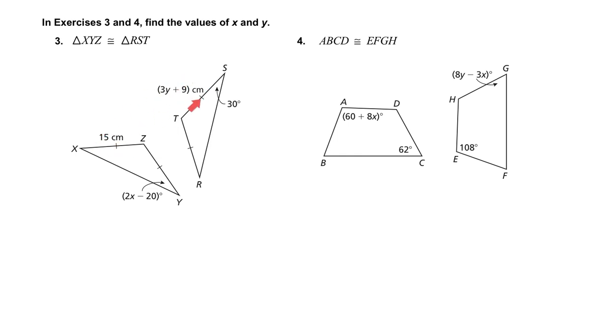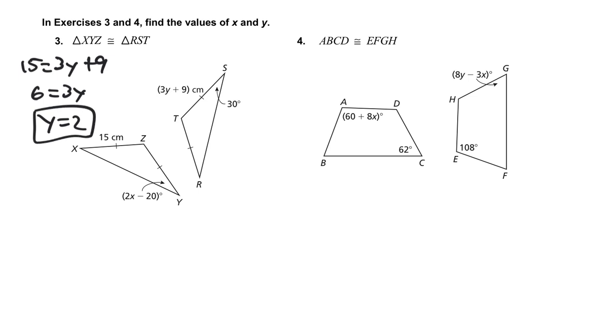So for Y, if I see some congruent marks with ST and XZ, I can just say that 15 equals 3Y plus 9. So when I solve, I'm going to get 6 equals 3Y. So Y equals 2. Really easy. Now, before we assume S and Y are the same, let's just double check Y and S correspond with each other with the congruent statement.